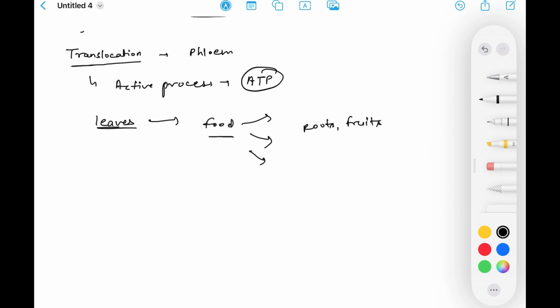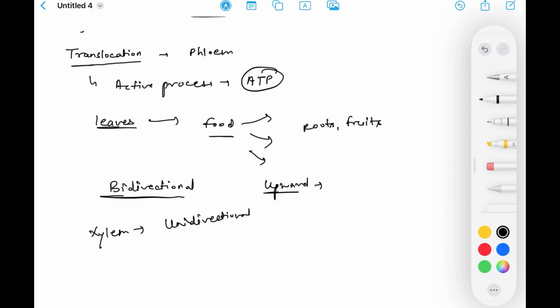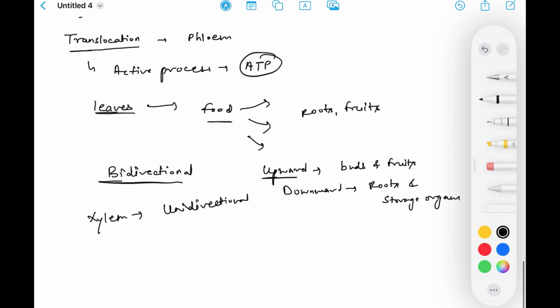The movement of phloem is bidirectional. Movement of xylem is unidirectional, but movement of phloem is bidirectional. Upward for growing buds and fruits, and downward for roots and storage organs. Let's understand it with an example.